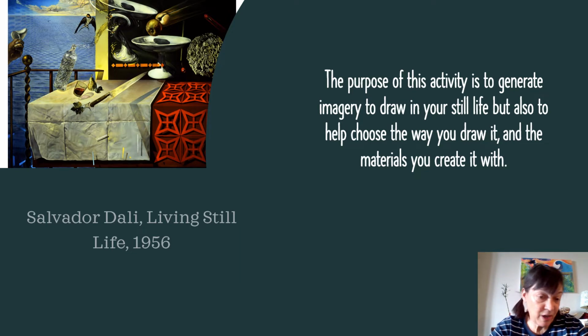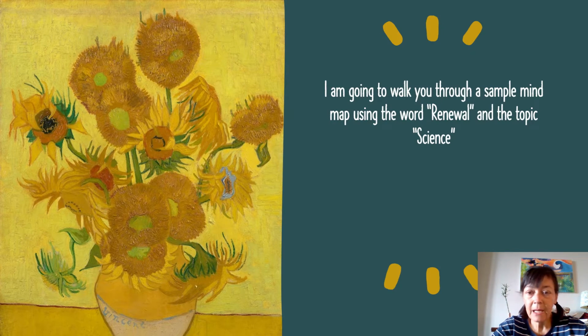Here's a little inspirational Salvador Dali living still life, and all the pieces are like floating up in the air. There's some sort of landscape in the background, and there's a dreamlike quality and a crisp reality to the work. So I'm going to walk you through this mind map using the word renewal, and the topic I'm going to use is science. So I'm going to just narrate through this. And this is a work by Van Gogh, about 1889, and that's a vase of sunflowers.